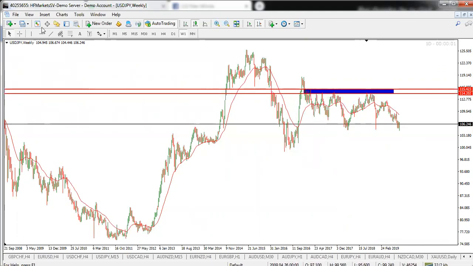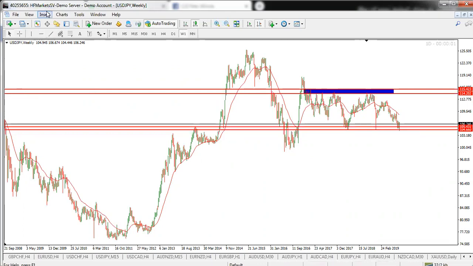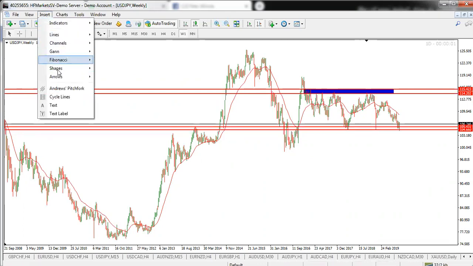So, and then if you look down again, this is another zone that the market has shown to us that the market is respecting. So let's draw.